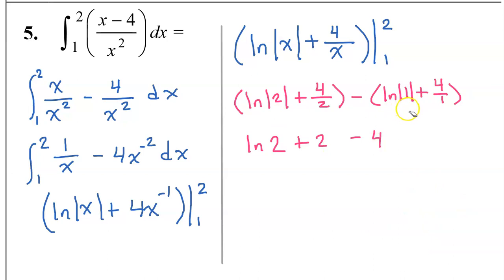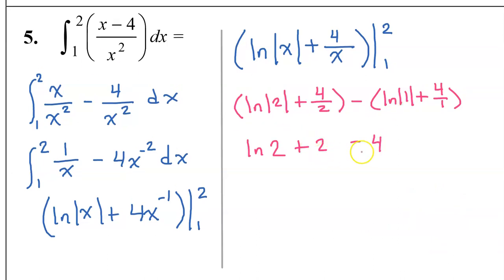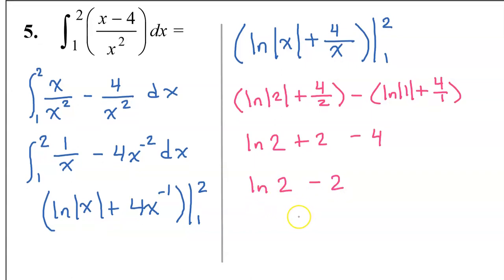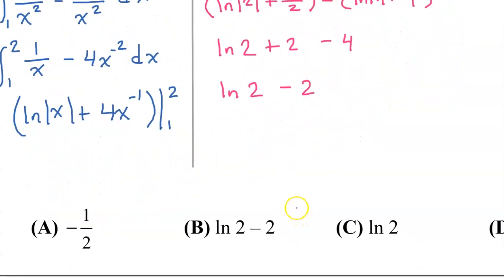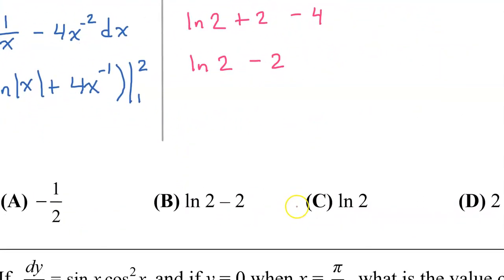Anyway, back to this. 2 minus 4 is negative 2. So we end up with the natural log of 2 minus 2. That's as much as we can simplify, so let's take a look at the answer choices. And what do we have here? The correct answer is B.